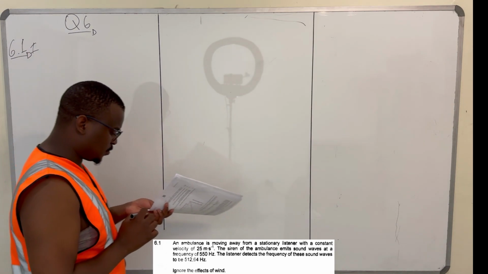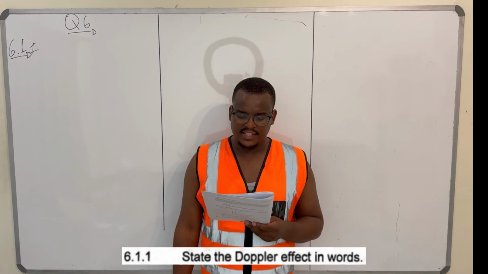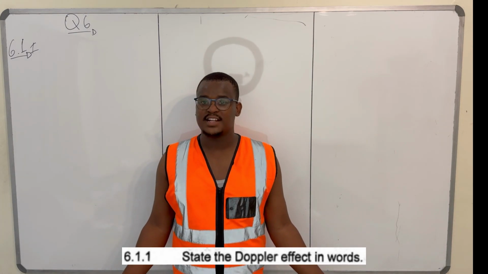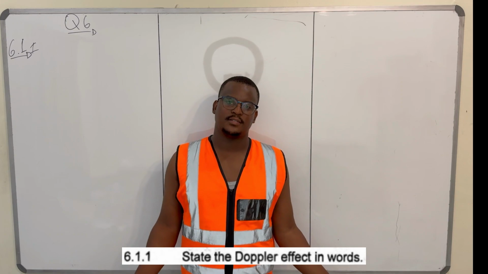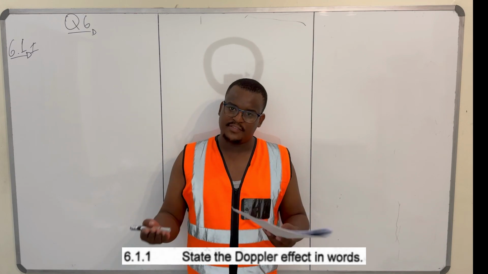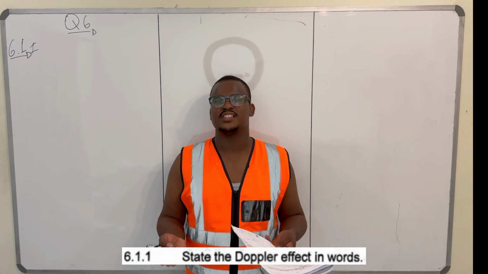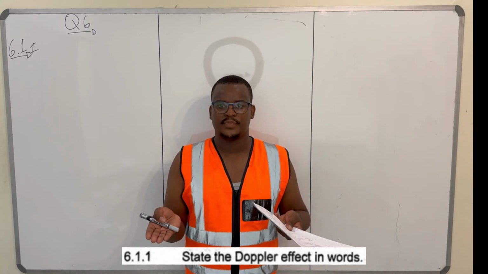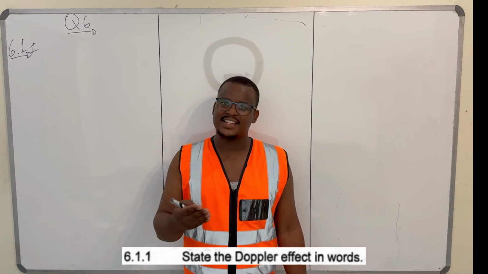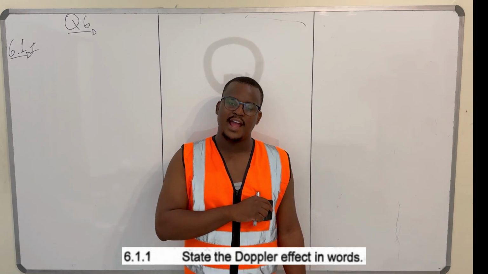6.1.1, the first question. 6.1.1, state the Doppler effect in words. So they want us to state the Doppler effect. Essentially they're asking, what is the Doppler effect, right? As you might know by now, the Doppler effect is the observed change in frequency of a sound due to a non-zero velocity difference between the source of sound and the observer.